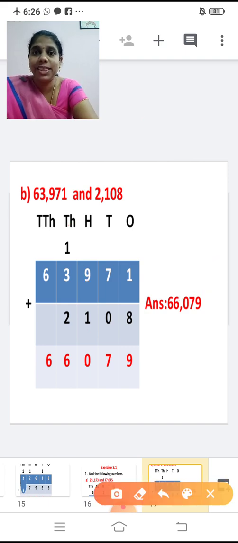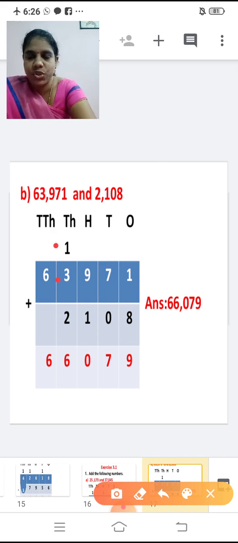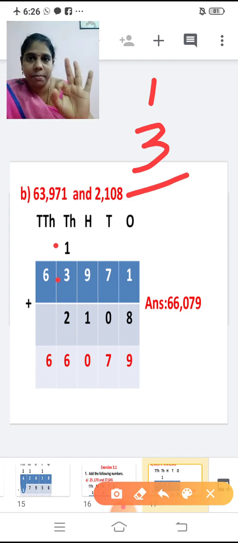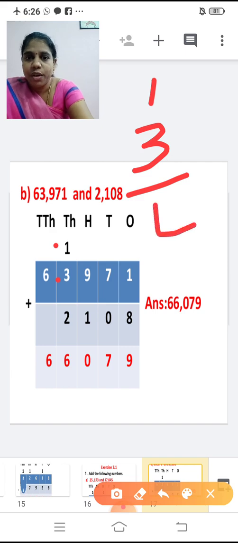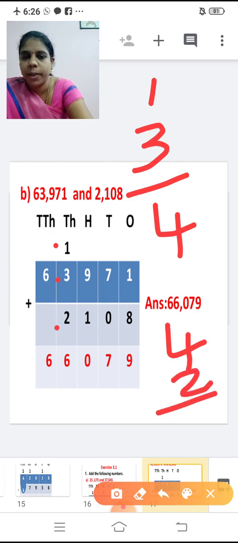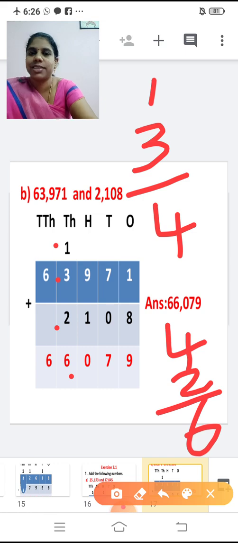Now add the thousands place. Add this carry over 1 and this 3. 1 plus 3. After 1 we are going to add 3 numbers: 2, 3, 4. Or 3 plus 1 is 4. With this 4, I am going to add 2 more. After 4, 5, 6. So the answer is 6. So write 6 below the thousands place. There is no carry over.